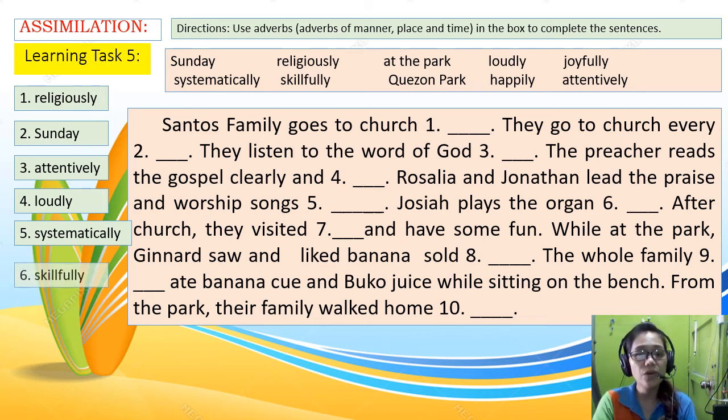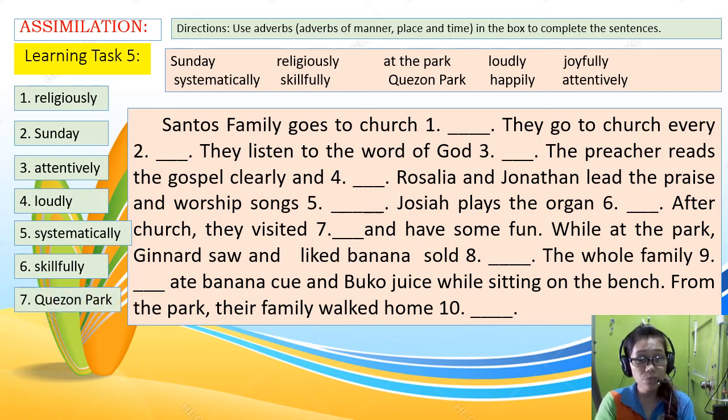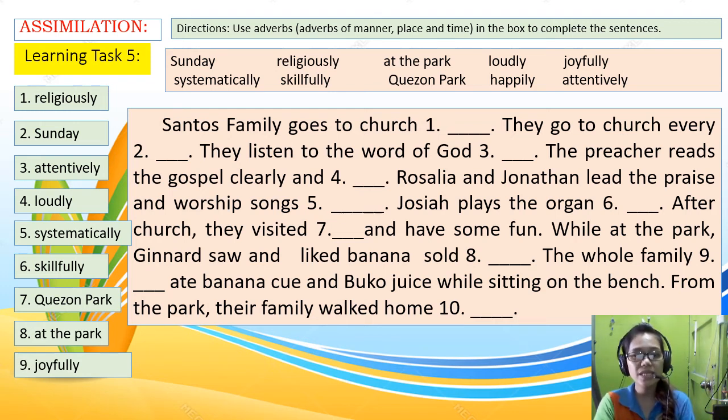Josiah plays the organ skillfully. After church, they visited Quezon Park and have some fun. While at the park, Kennard saw and liked banana sold at the park. The whole family joyfully ate banana Q and buko juice while sitting on the bench. From the park, their family walked home happily. That's number 10, happily. Okay, congrats!